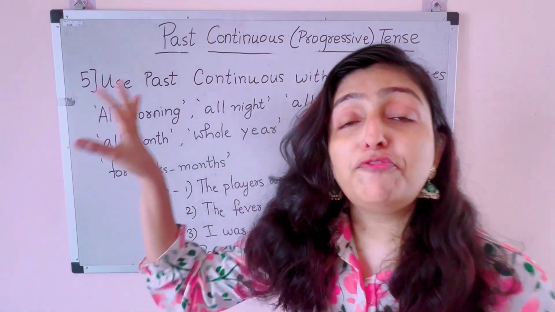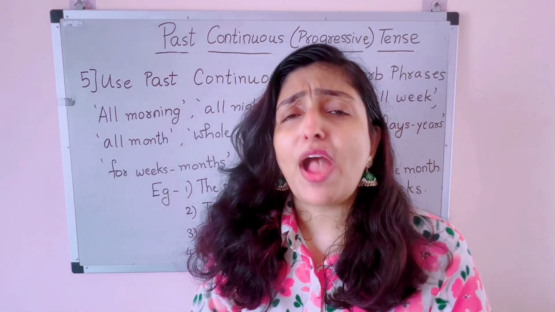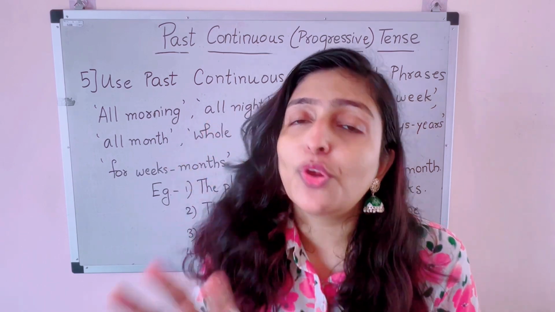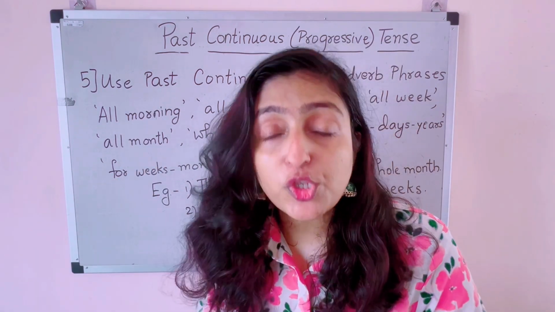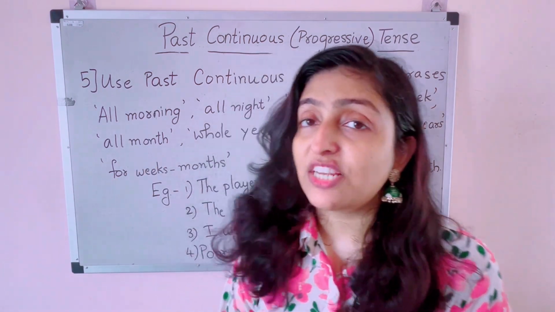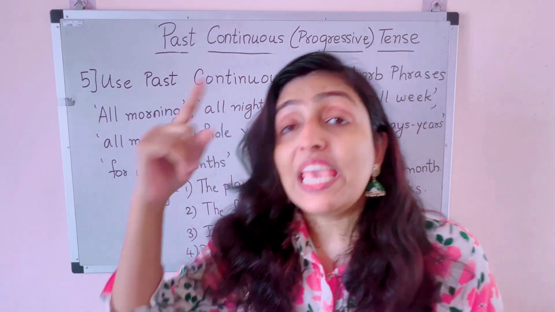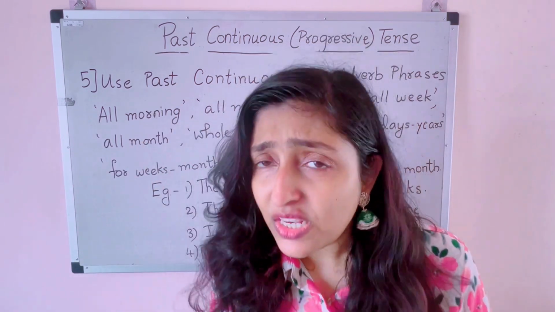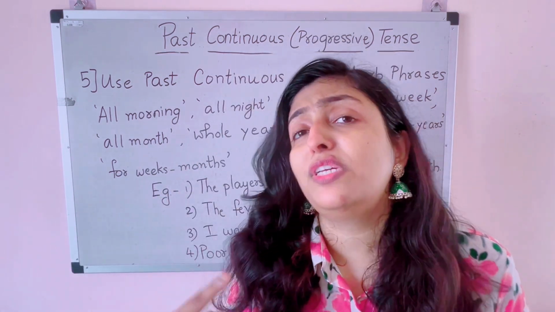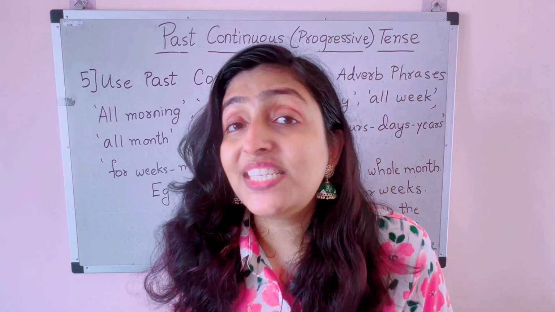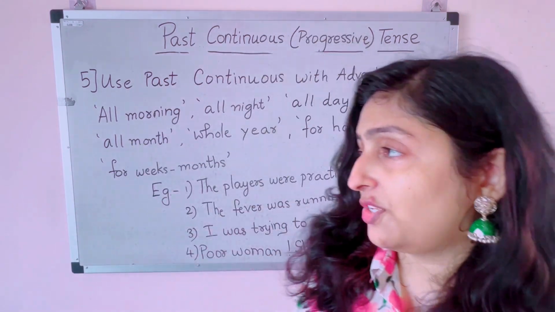So this is rule number 5. Here also I have given you a list of adverb phrases which you need to learn or memorize. And with these adverb phrases also, we use past continuous tense for an action that was ongoing in the past. But the thing is, here also the starting point and ending point of the time will not be provided or mentioned. You have to infer it from the context.